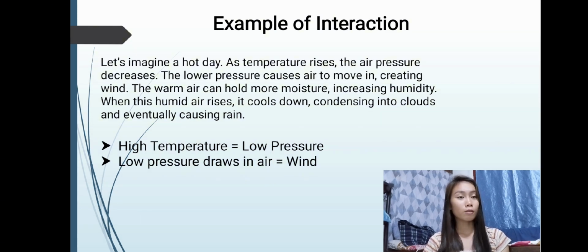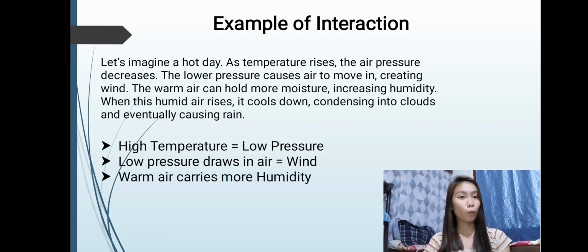Nature always tries to balance differences in air pressure. So when one area has low pressure, air from nearby higher pressure areas rushes in to fill the gap, and that movement of air is what we call wind.